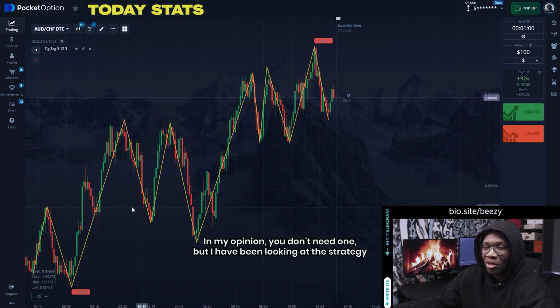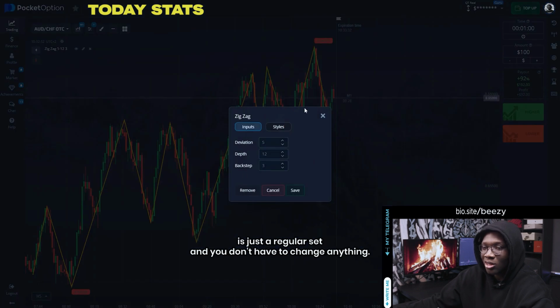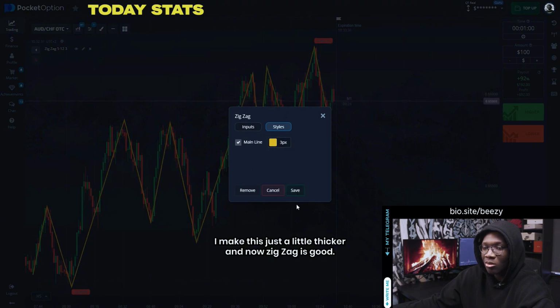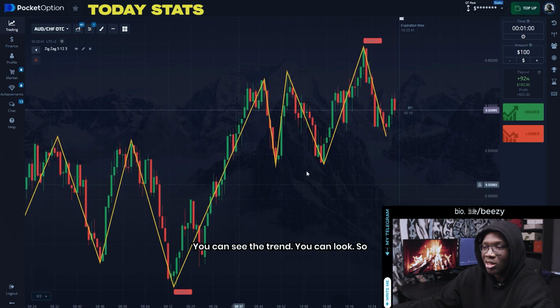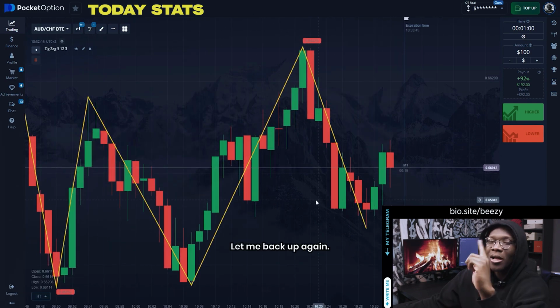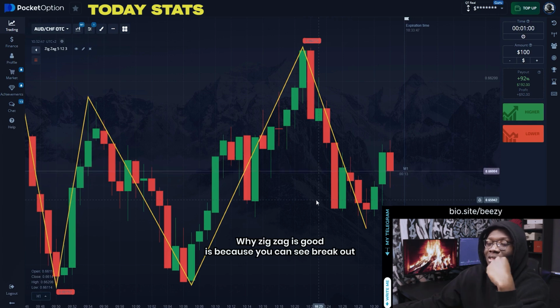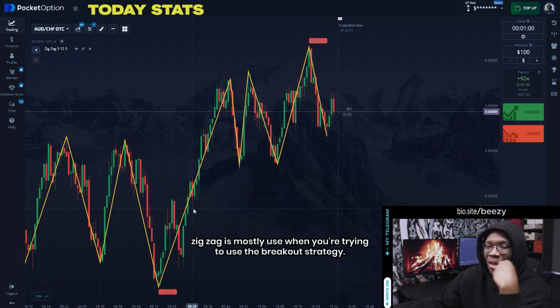But I've been looking at the strategy, and what I want to explain is that on zigzag, all you need is just a regular setting. You don't have to change anything. I make this just a little bit thicker, and now zigzag is good. You can see the trends. Why zigzag is good is because you can see breakouts. Zigzag is mostly used when you're trying to use the breakout strategy.